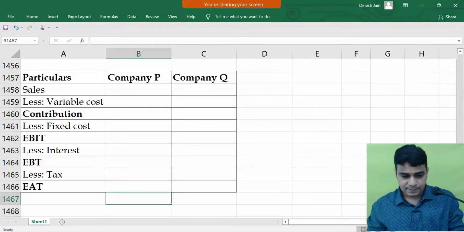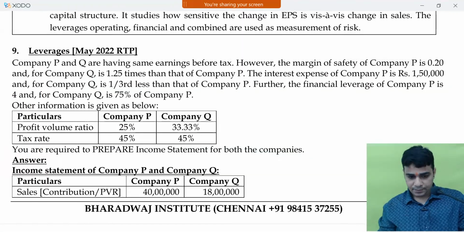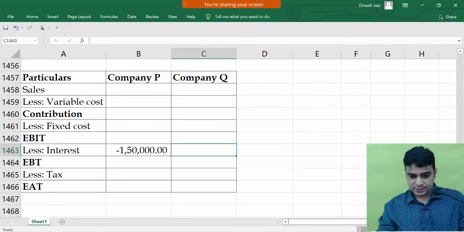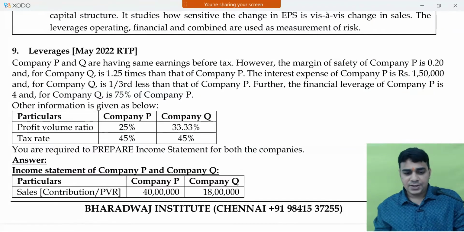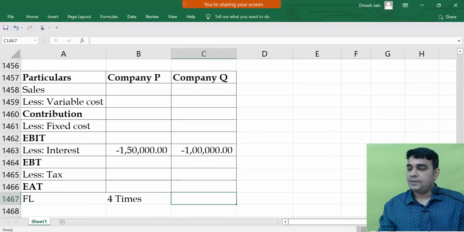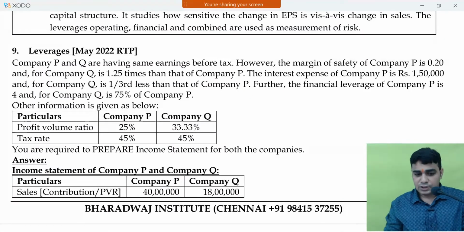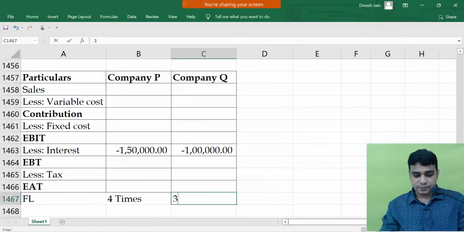The interest expenses, company P is 1,50,000. Company Q is 1/3 less than that of company P, so this is 1 lakh. Financial leverage of company P is 4 times. And Q is 75% of company P. Q is 75%, which is 3 times.